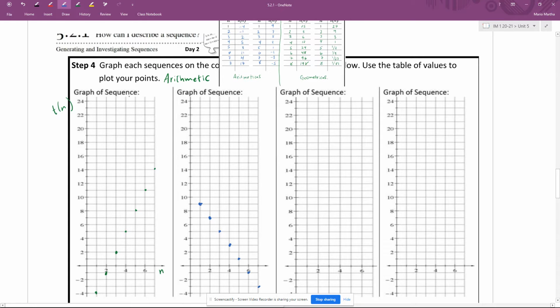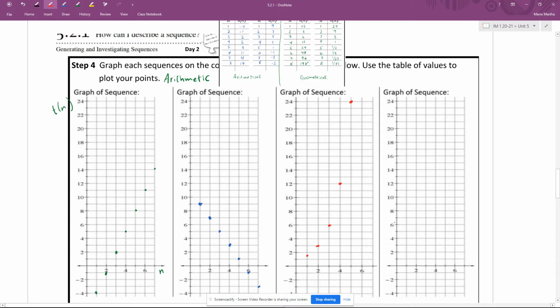And then let's plot our geometric sequences. Our geometric sequence starts off at 1, 1.5. So 1, 1.5 would be right there. The next one is 2, 3. And then 3, 6. And then 4, 12. Then 5, 24. And that's pretty much the last point I can plot.